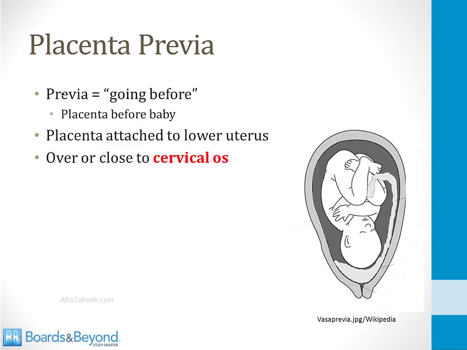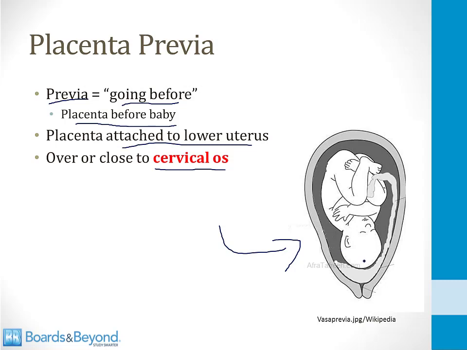Next, let's talk about placenta previa. The word previa means going before. So this refers to a placenta that is before the baby, meaning it's attached to the lower uterus over or close to the cervical os. This is a picture of what it looks like on the screen here, and you can see that this is going to be a problem at delivery because in order for the baby to get into the birth canal, it needs to go through the placenta, which could cut off its blood supply.